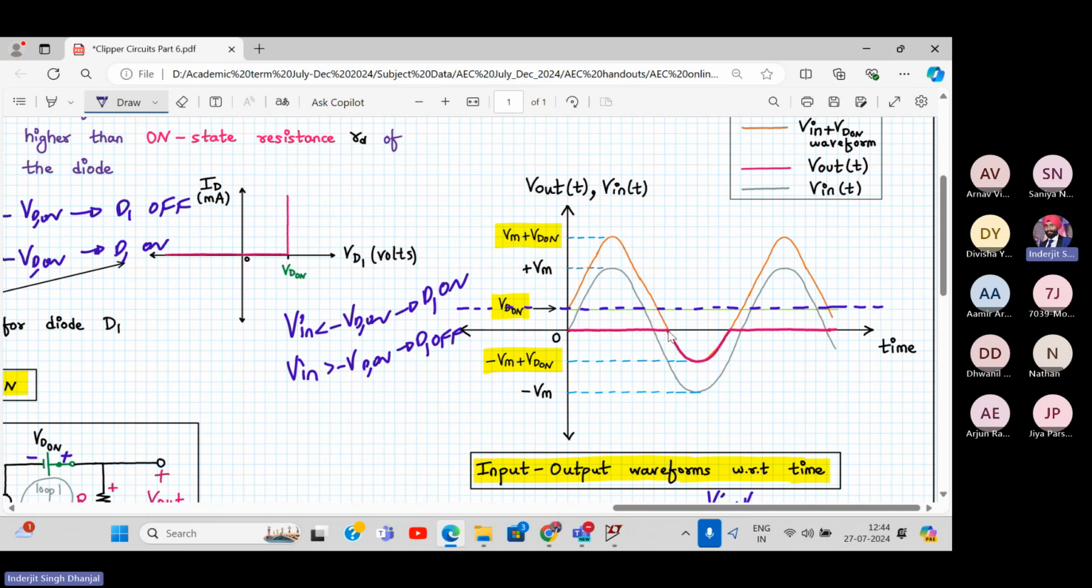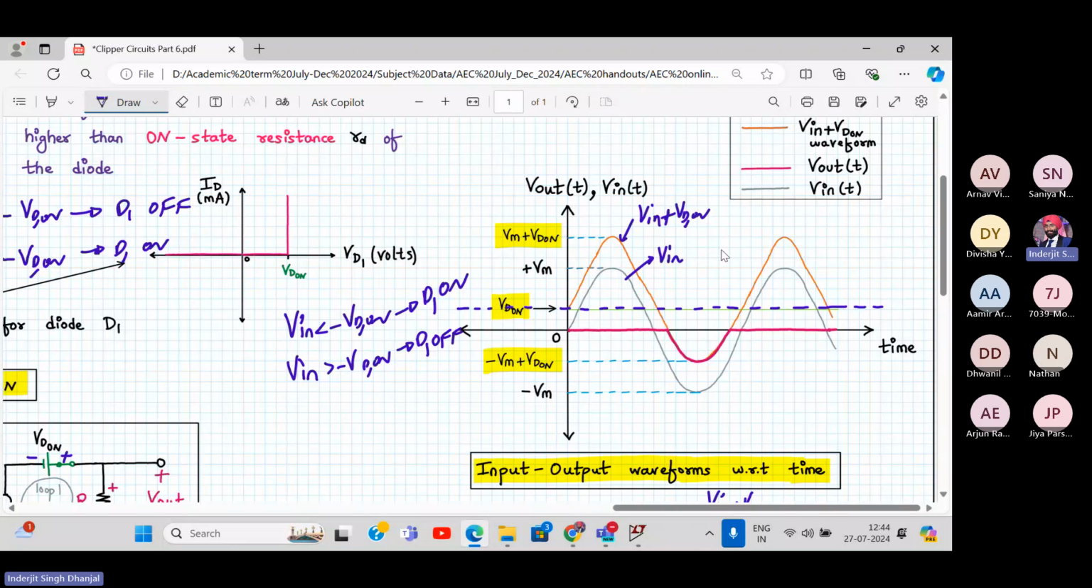Vin, now this is my Vin plus VD on line. This is my Vin, this is my Vin plus VD on. And what is this line? Vin line. Okay. So when I'm talking about here, Vin is greater than minus VD on. So this waveform, the orange waveform, this is the VD on line. So let's consider this as a reference now. Let's say my output waveform is starting from here only. I mean, we have to plot in the orange waveform only, basically. So here, if I go below by 0.7, here there is a difference now. This is the point, VD on, difference is there.